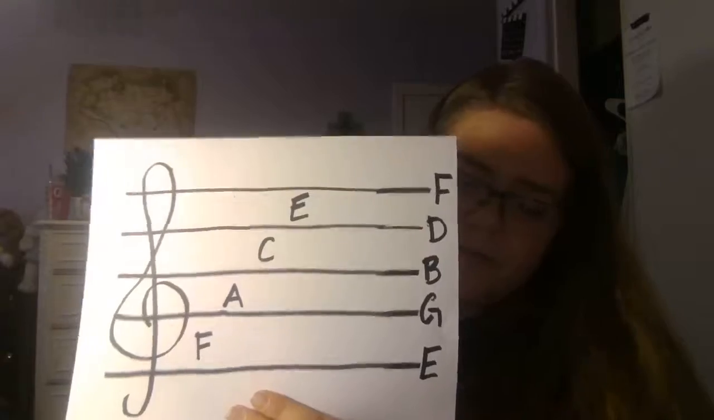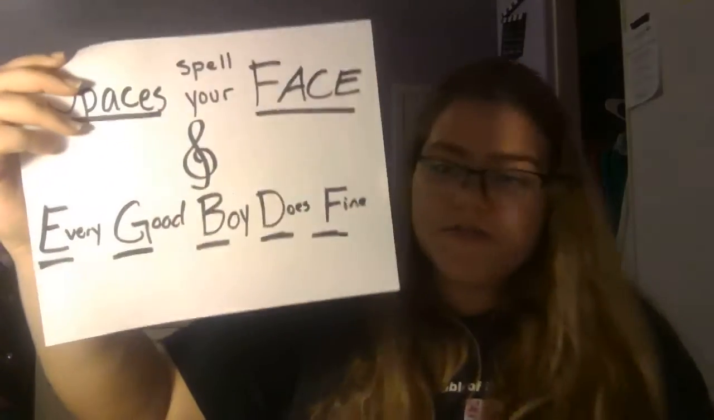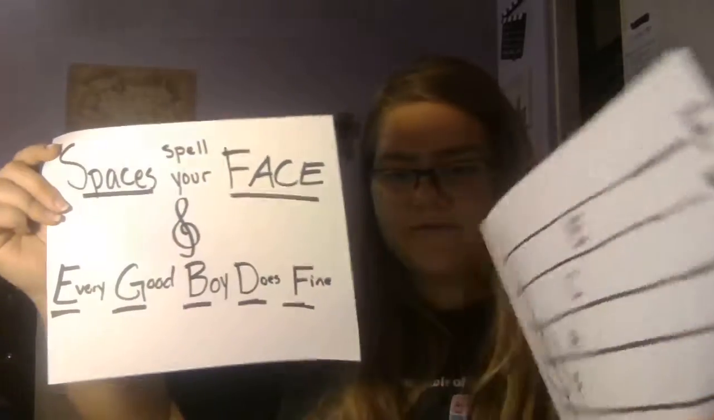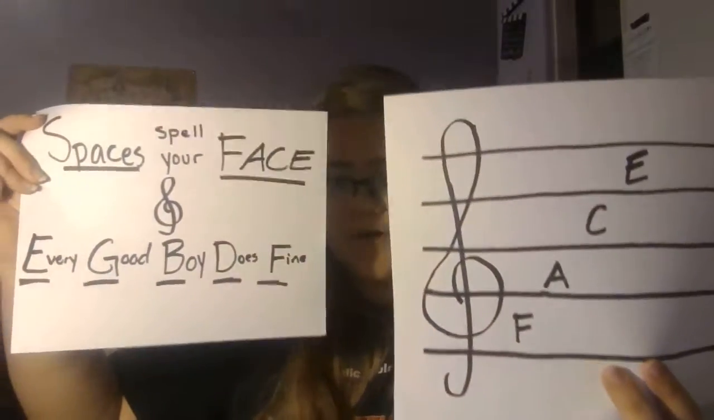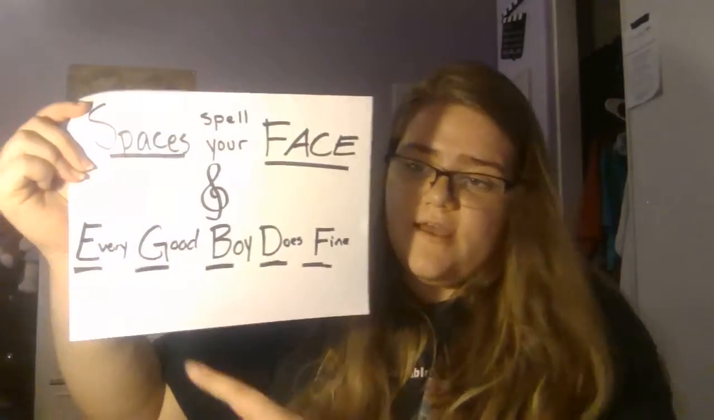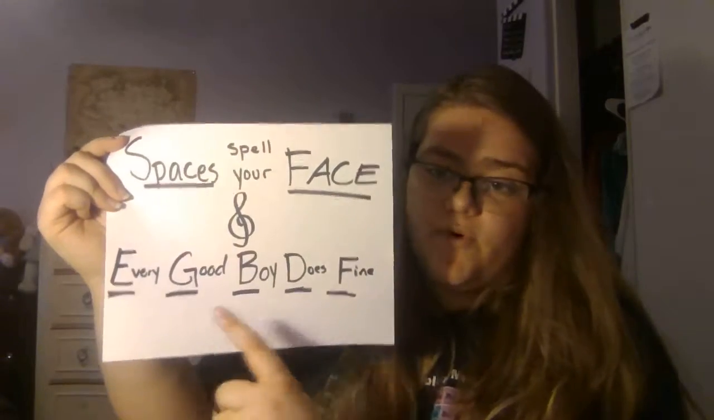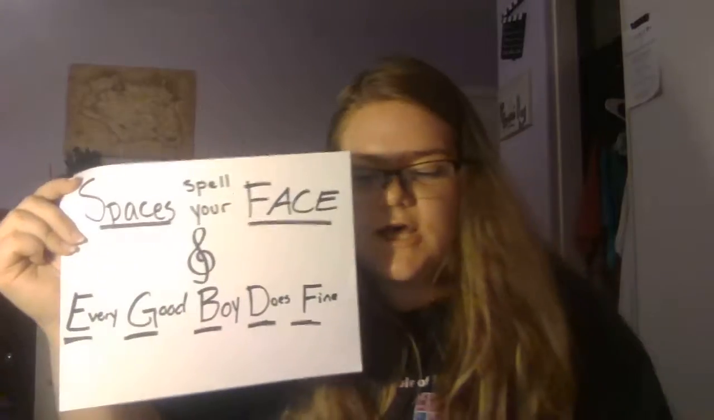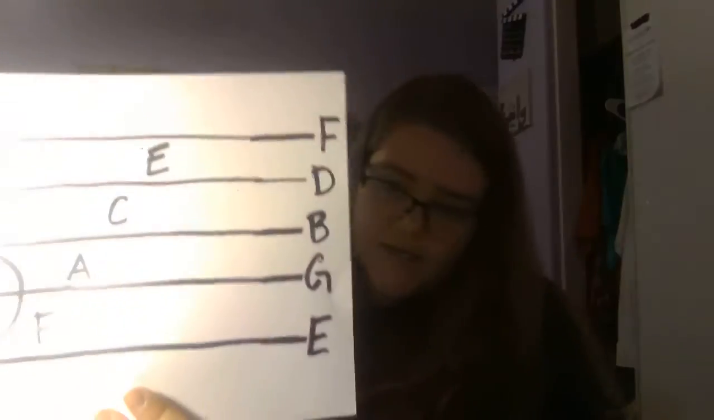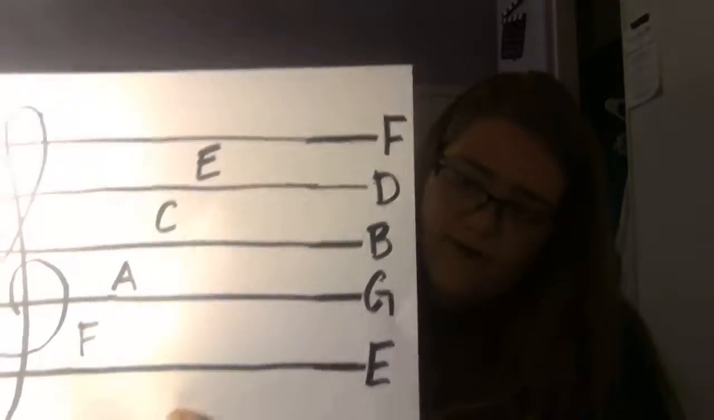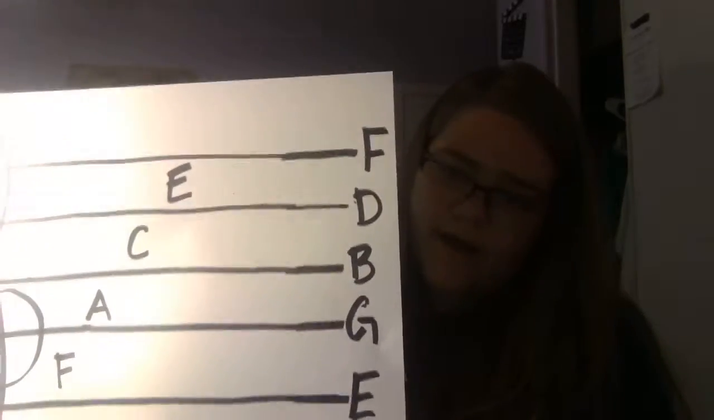Now, one way you can remember this is the spaces spell your face, right? Because we have the spaces spell out FACE, bottom to top. And then an acronym would be every good boy does fine for the lines, right? Because we have E, G, B, D, and F. Every good boy does fine.